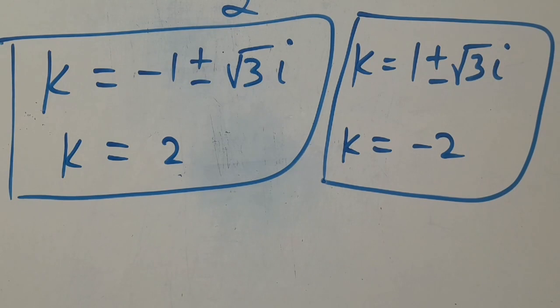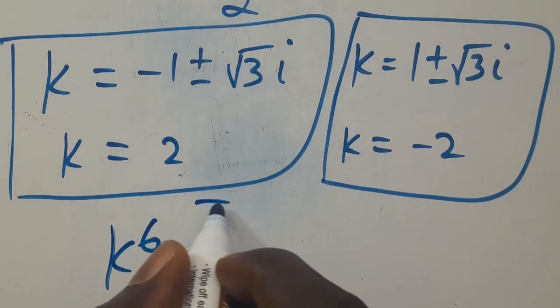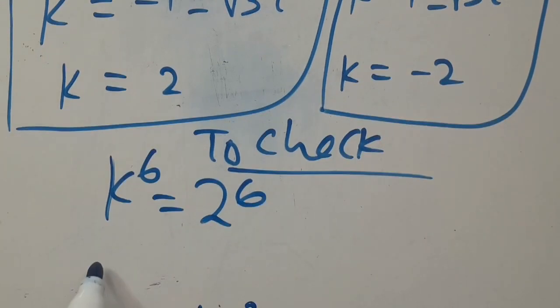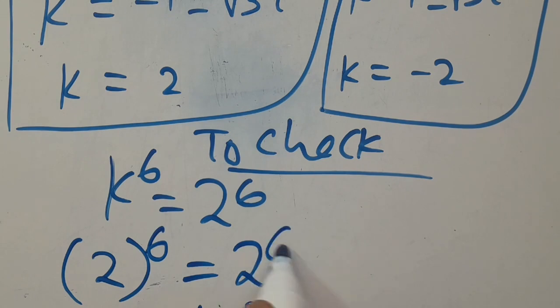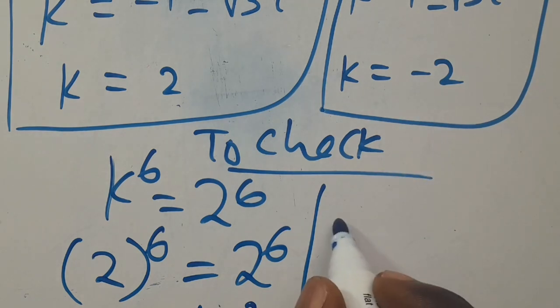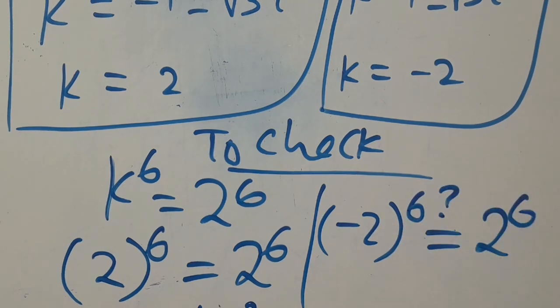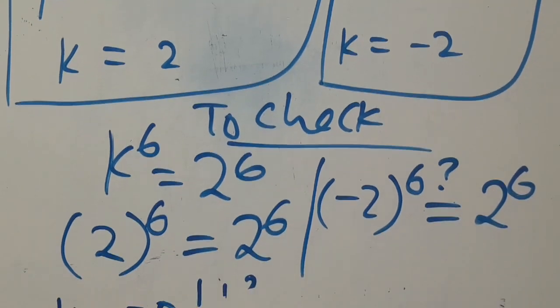So when you have k to the power of 6 to check, that equals 2 to the power of 6. Definitely, here will be 2 to the power of 6 will be equals 2 to the power of 6. And likewise, when k equals minus 2 will be minus 2 all in bracket to the power of 6. Is it going to give us 2 to the power of 6? But remember that this power is even, and this will be positive, then 2 to the power of 6 will be equals 2 to the power of 6.